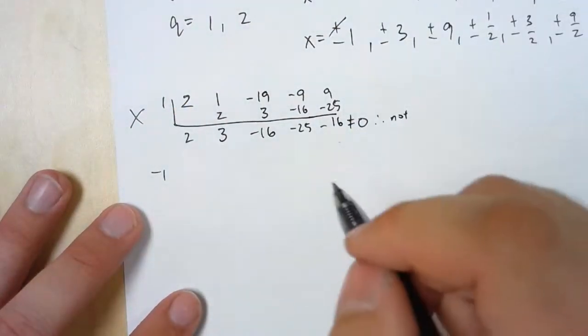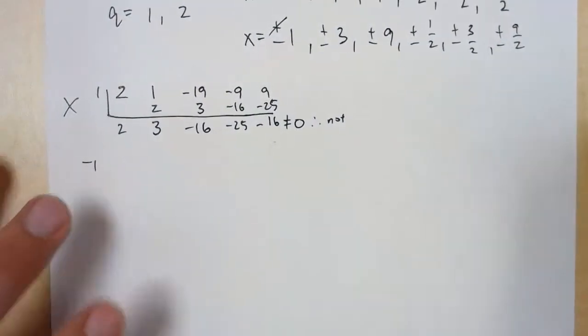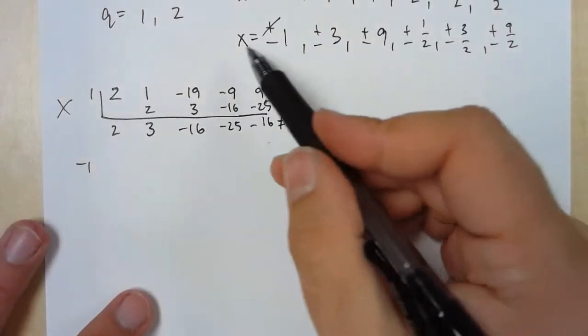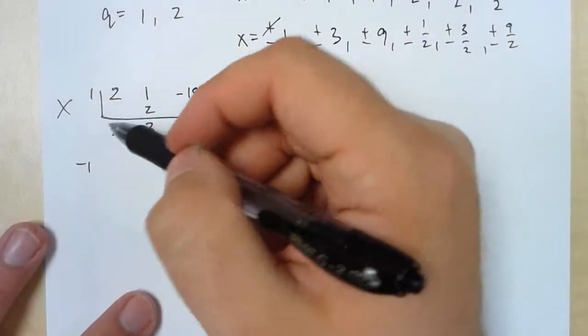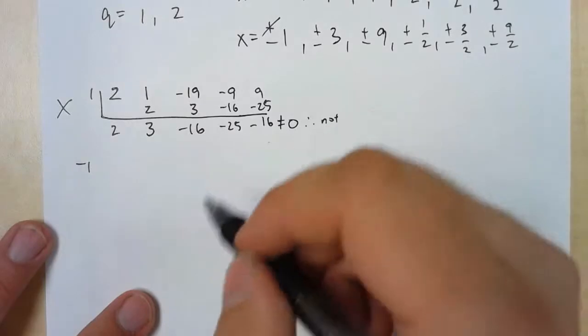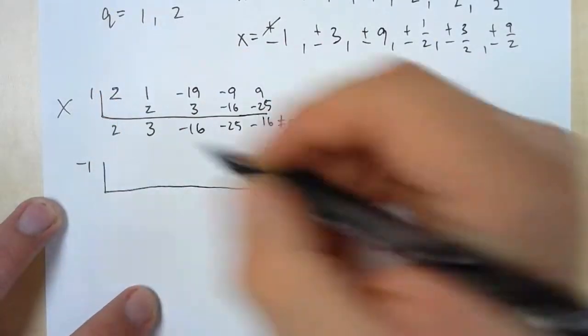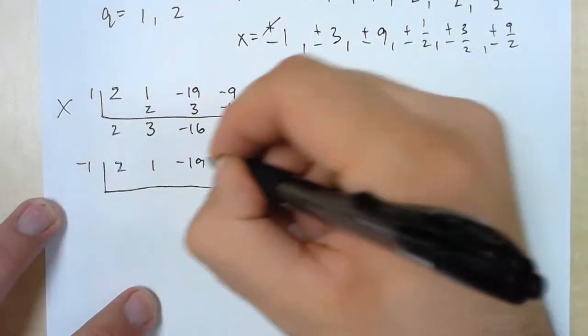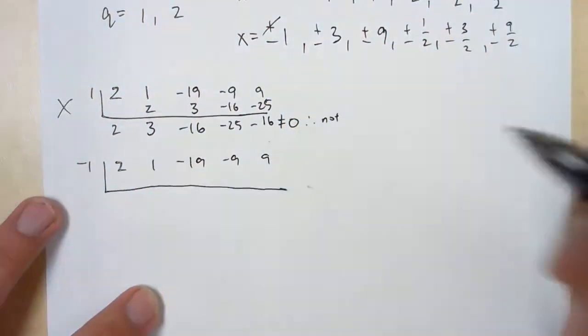So that took care of that one. Being organized is really going to help you out a lot. So make sure that you make yourself a list of these so that you can keep track of what you've already tried and what you haven't. Okay, 2, 1, negative 19, negative 9, and positive 9.